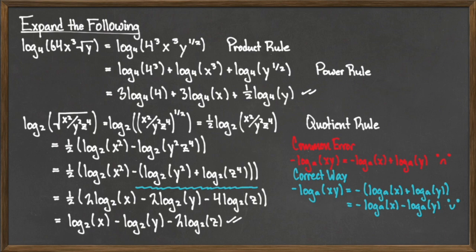negative times the quantity log base a of x plus log base a of y. That's me using the product rule with the plus part. But then I distribute my negative and I get negative log base a of x minus log base a of y. And that's pretty much what I was doing in this underlined portion here. And the best way to really be careful about not dropping negatives is put up parentheses every time that you have to expand something, especially when negatives are involved.